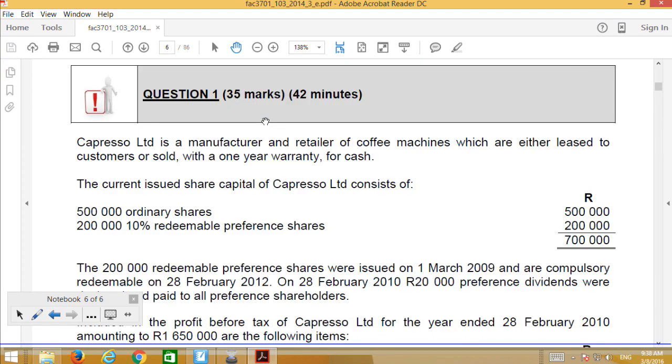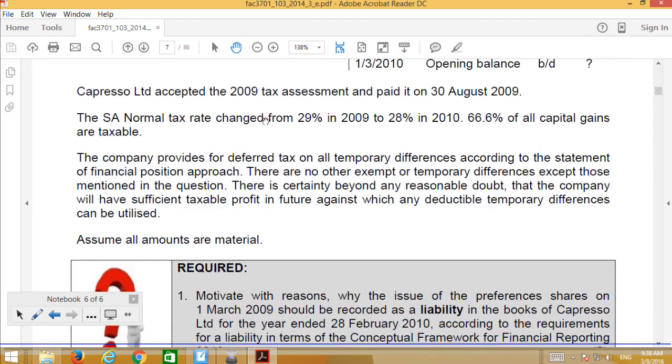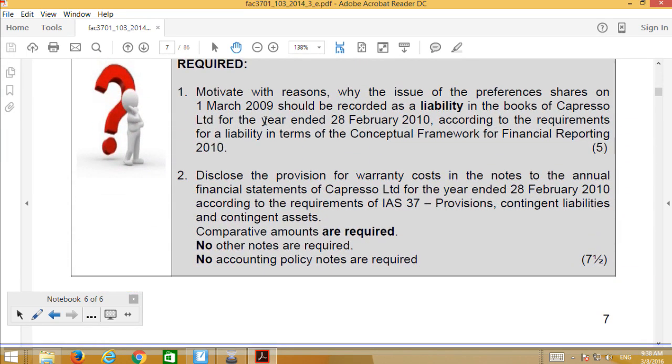So the first question that you have is a question called Capresso, and you'll see that the very first required says motivate with reasons why the issue of preference shares should be recorded as a liability according to the framework. Capresso, if you have a look at just above, where's the story about the issue of preference shares?